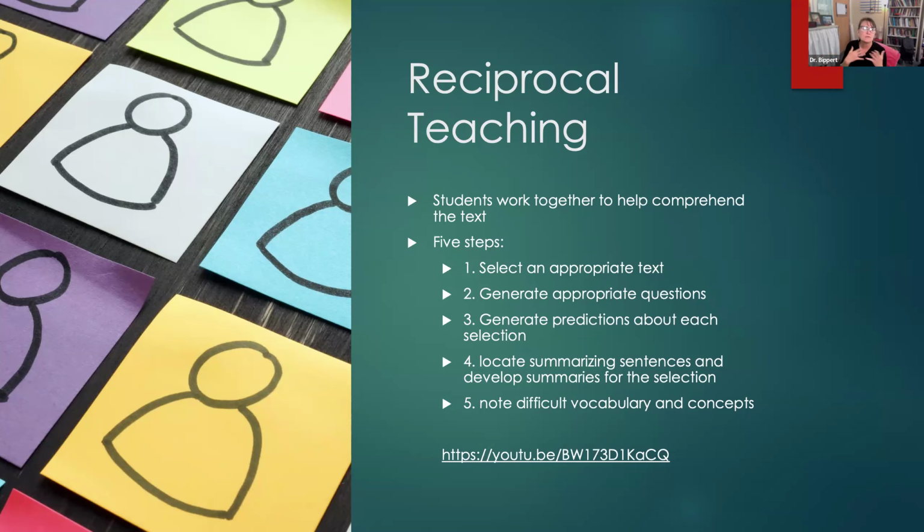The first one we talked about was reciprocal teaching. This is where kids work together to help each other learn. It's done in small groups, and the students are in groups of four, and they're each given a role. There can be summarizer, clarifier, predictor, and questioner. And the idea is that they assist or they facilitate the group in answering questions and coming up with a summary and making predictions.